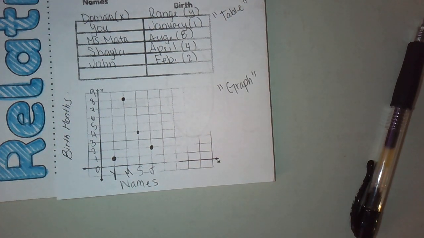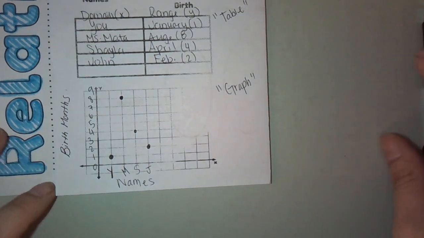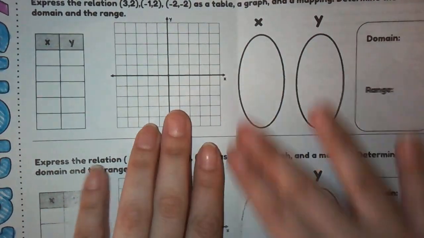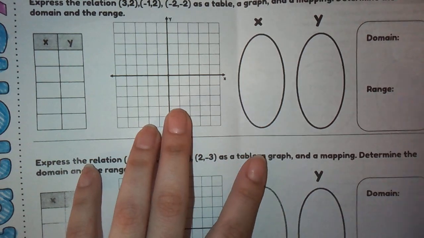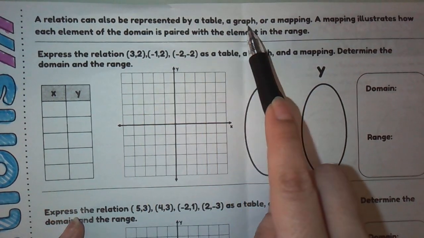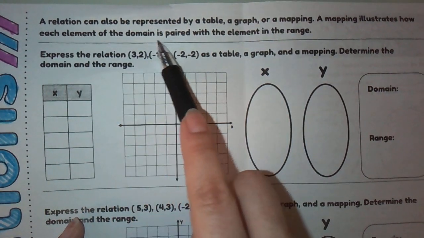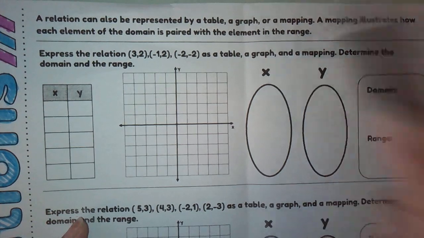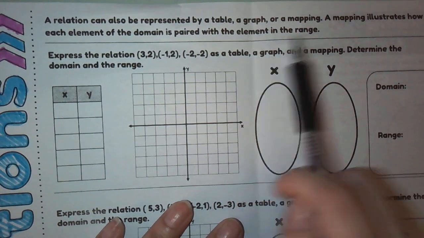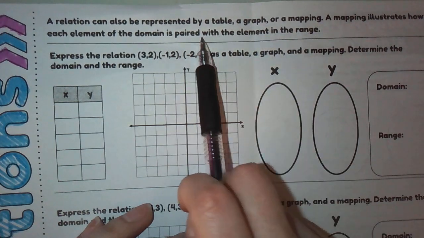Once you have that done, you can go ahead and open up your foldable. We're going to try this with actual numbers, which is what we will see in class. And just a reminder, a relation can also be represented as a table, a graph, or a mapping. A mapping illustrates how each element of the domain is paired with the element of the range. So we're going to try to illustrate that domain and range pairing, right?